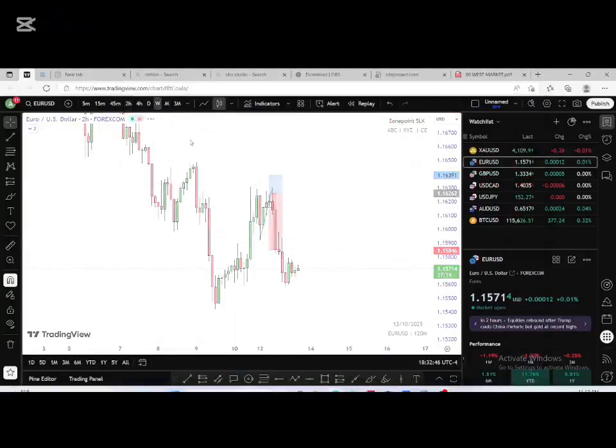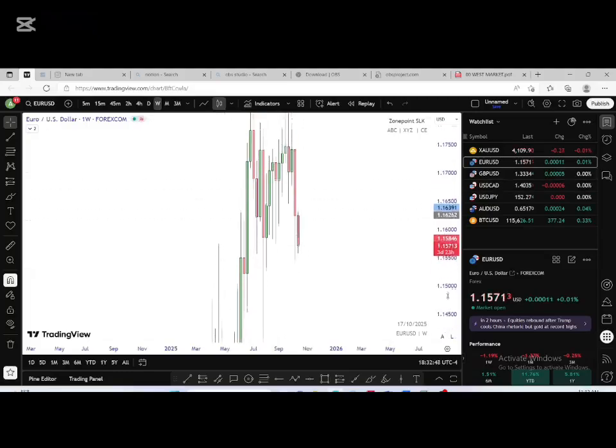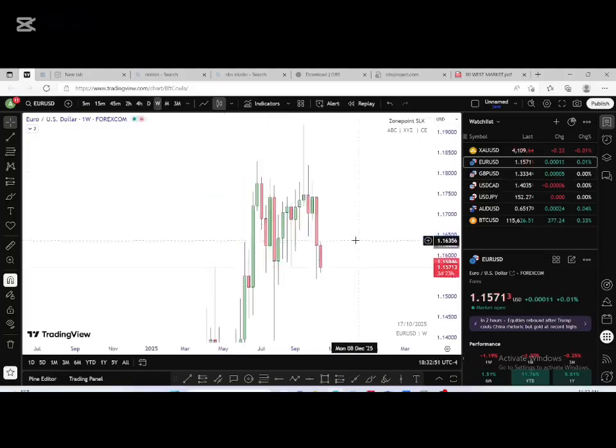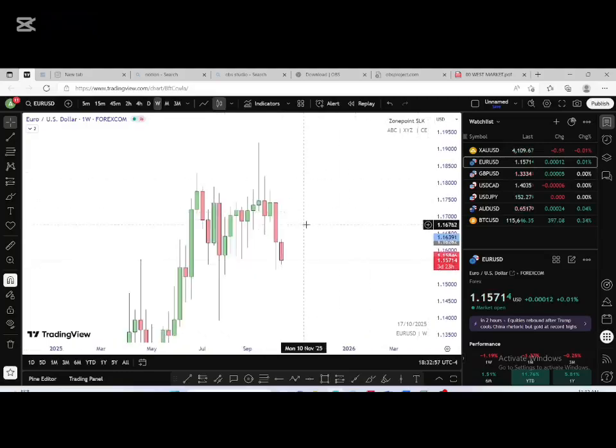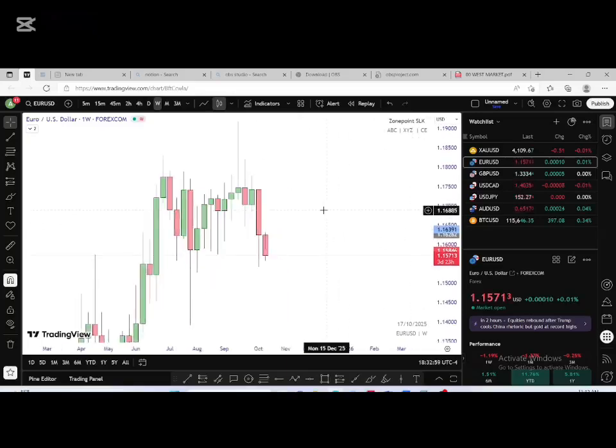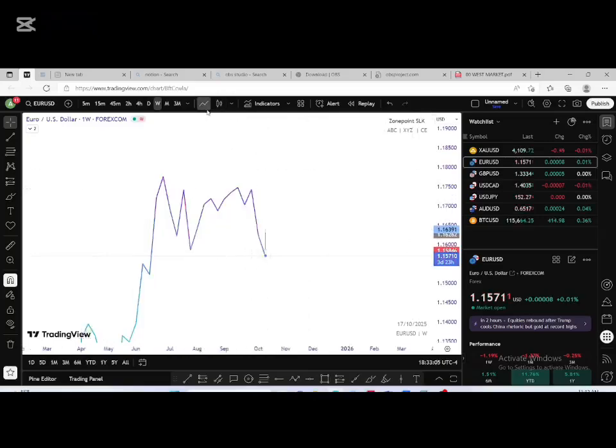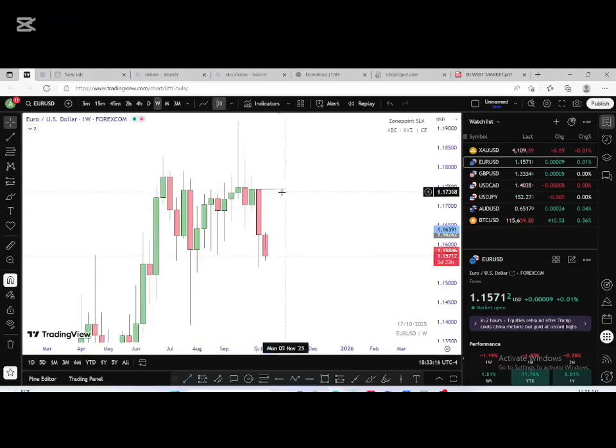So I want to do analysis of EURUSD. So what is happening and what is going on. We are on the weekly time frame, and from the weekly time frame I'm not seeing anything that's serious. If I change it to line charts, I have this rejection line here. This is a key level. There's nothing that serious that is happening.